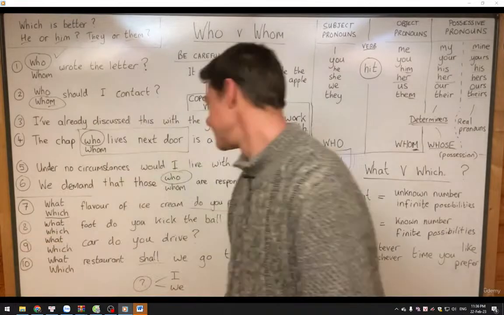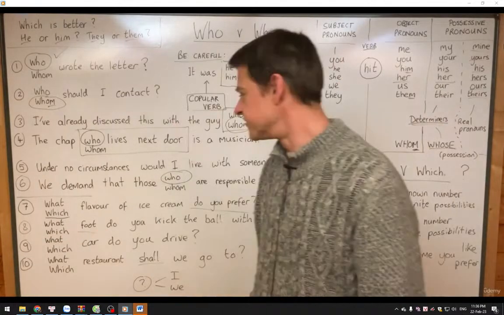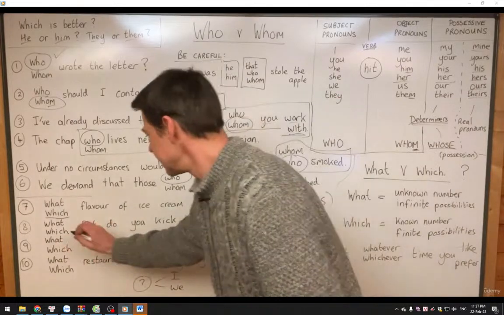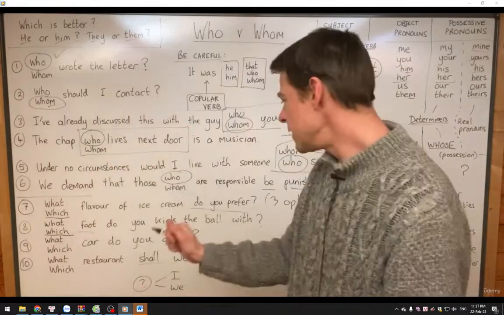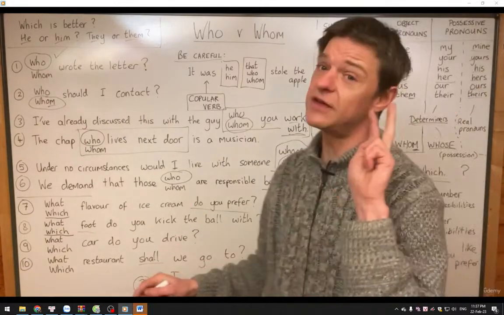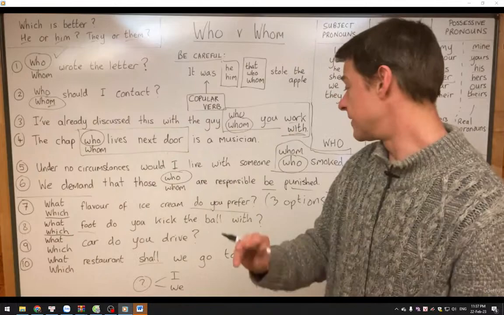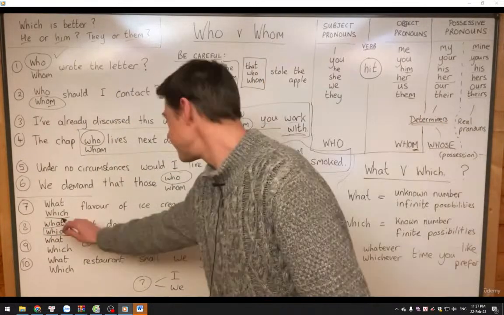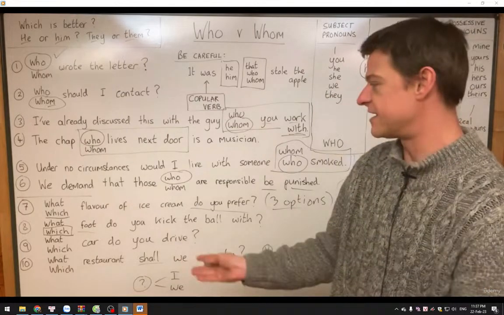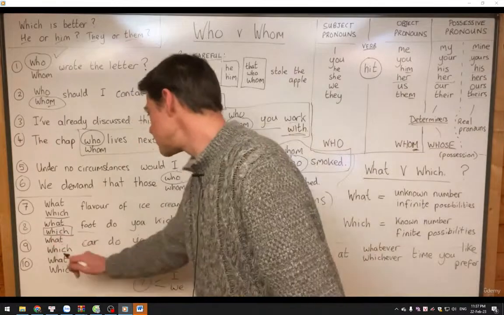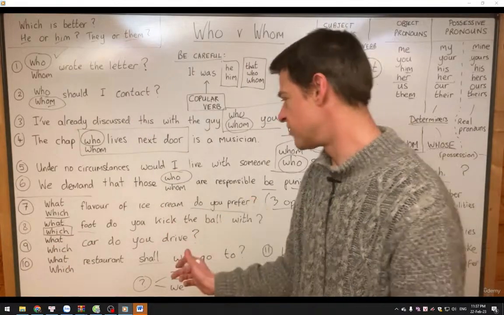Look at number 8. Here, there's only 2 options, the right foot or the left foot, yeah? And so definitely here we would say which. Which foot do you kick the ball with? Because it's only the right one or the left one. So there's only 2 options. And so here you've got to use which if it's a finite number of possibilities. Use which in number 7 if there are 3 options, 3 flavours in front of you, but use what if you're just asking someone randomly. Use which in number 8 because there's a left and a right foot.